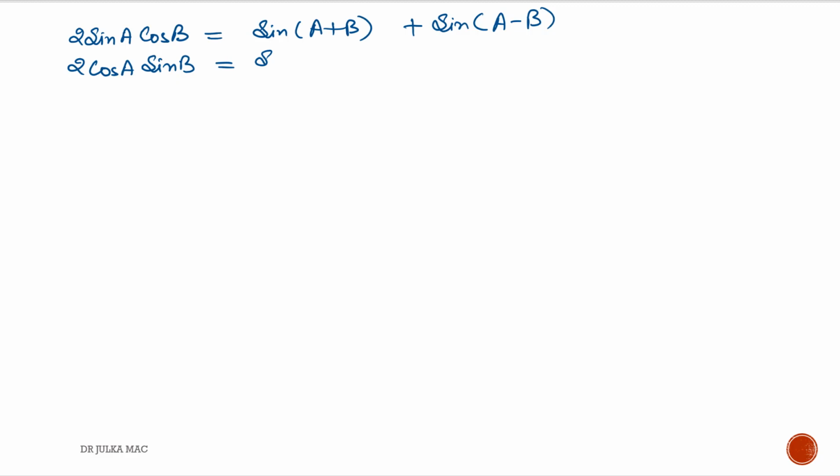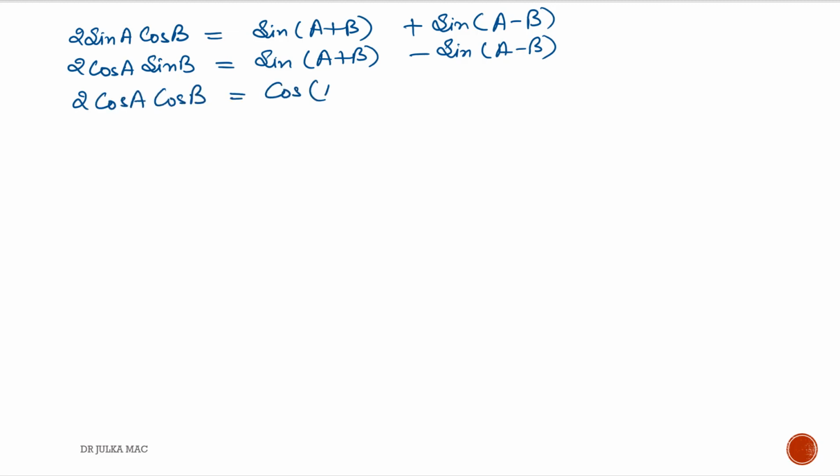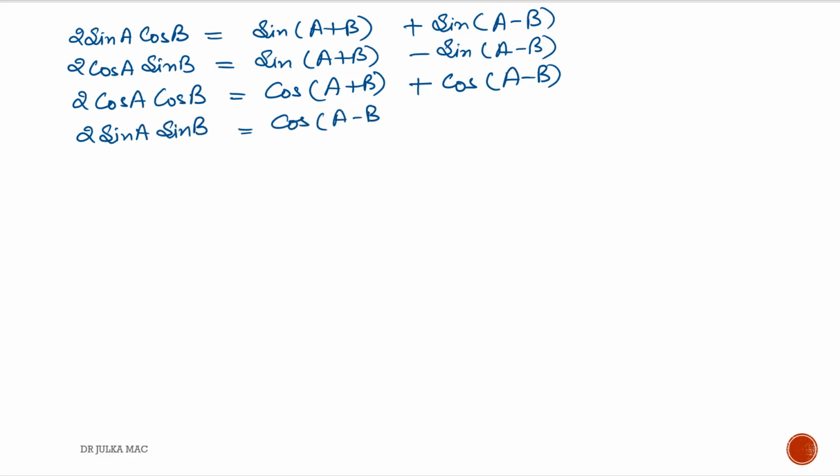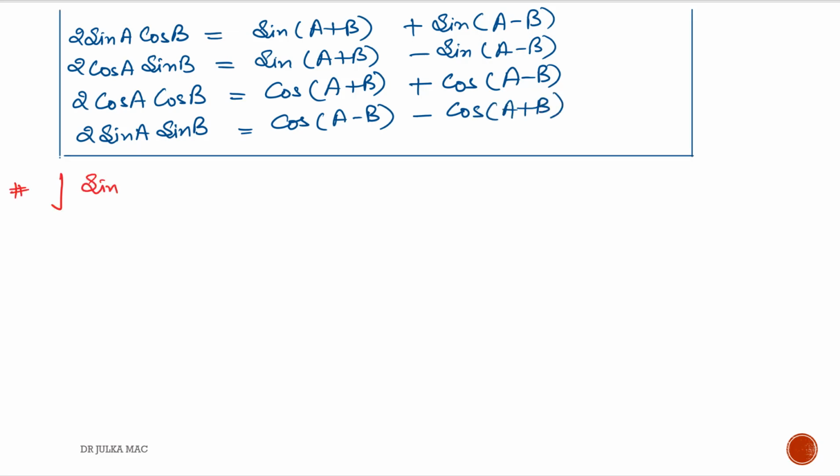Next point. Whenever we have 2 sin A cos B, the formula is sin(A plus B) plus sin(A minus B). Whenever we have 2 cos A sin B, the formula is sin(A plus B) minus sin(A minus B). Whenever we have 2 cos A cos B, the formula is cos(A plus B) plus cos(A minus B). And the last one is very important. Whenever we have 2 sin A sin B, the formula is cos(A minus B) minus cos(A plus B). So whenever we have a question of trigonometry, we can use these formulas.